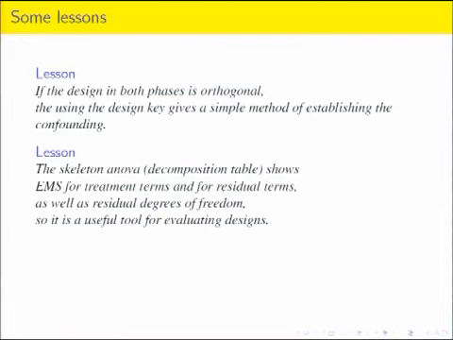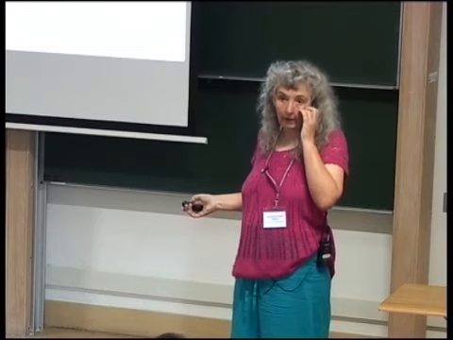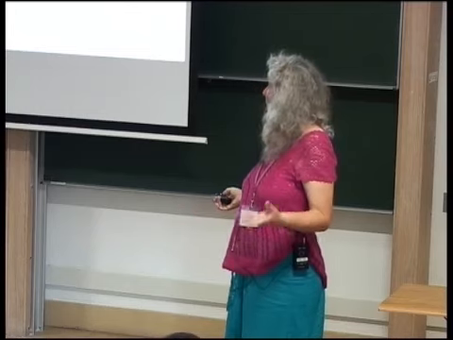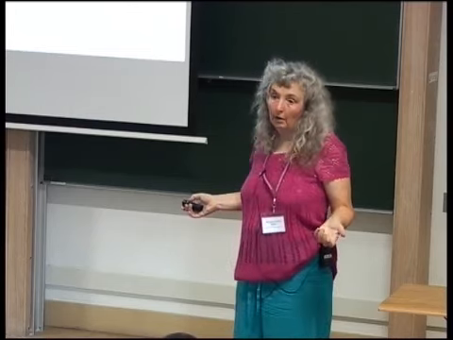Second thing, I hope you'll see, by looking at the skeleton ANOVA table, we see the expected mean squares for what we're interested in, and also for the residual terms. We see the residual degrees of freedom, and so I think that's a very useful tool for comparing designs. Write out those tables, what's got higher variances, what's got higher residual degrees of freedom, and so on.